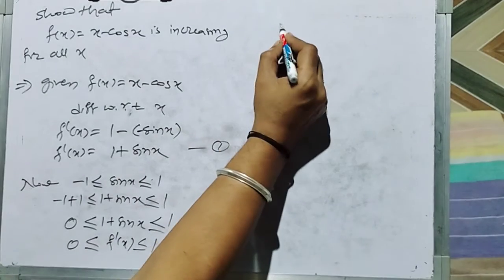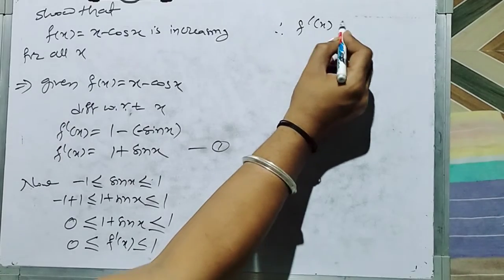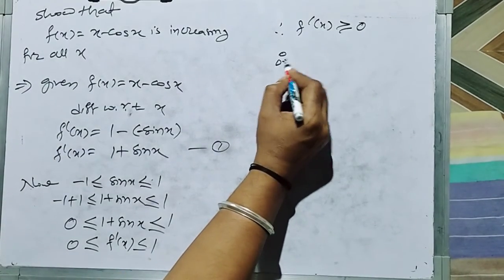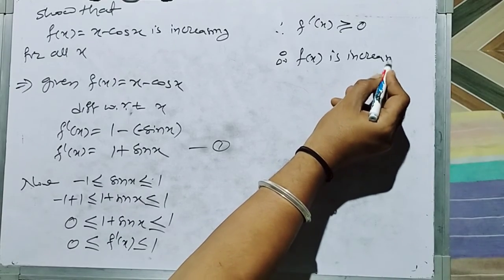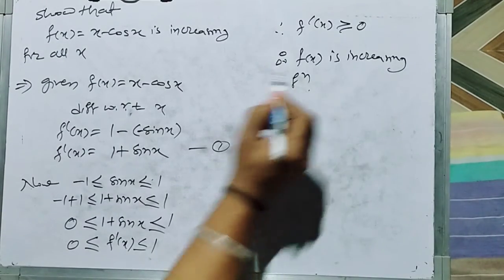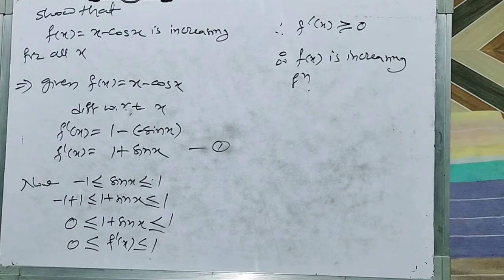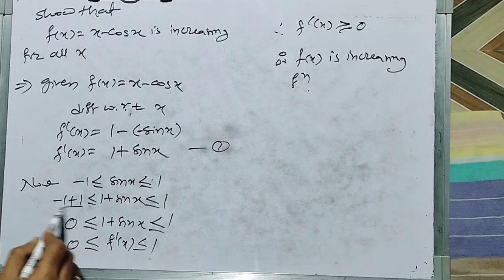So therefore f dash of x is greater than or equal to 0 and therefore f of x is an increasing function. Therefore f of x is an increasing function. We are adding only 1 to this side only.